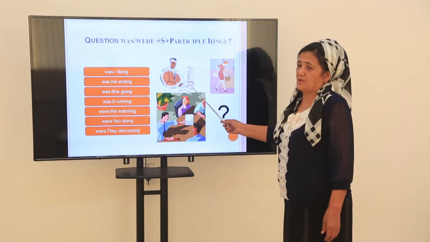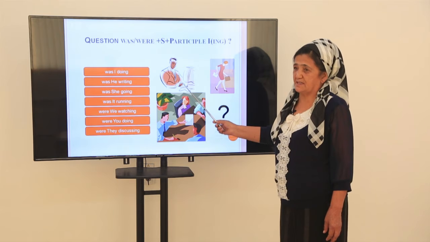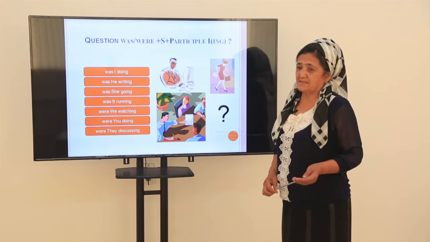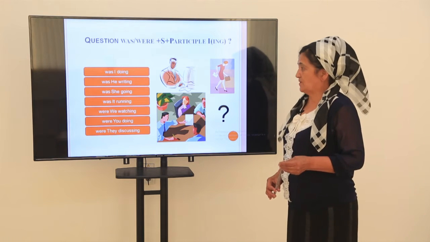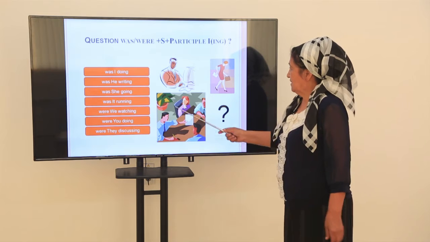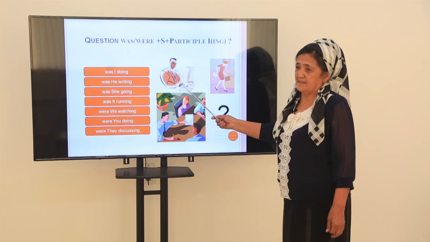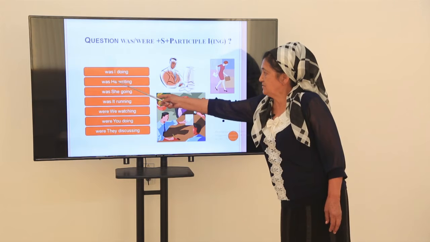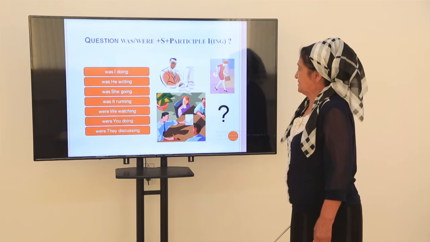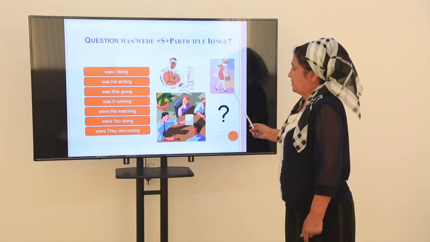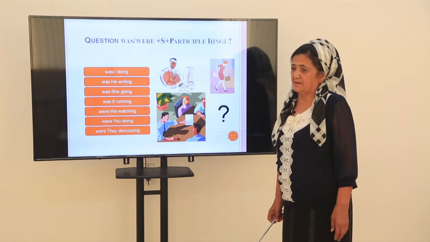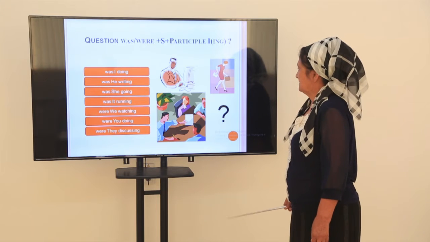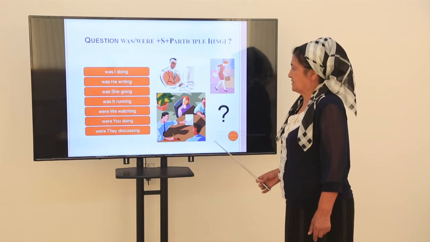Was I doing my homework at 5 o'clock yesterday? You may answer in short, yes, I was. No, I wasn't. Was he writing an essay? Before the subject, you see, we put the auxiliary verb. Was she going home at 5 o'clock yesterday? Yes, she was. If it is negation, no, she wasn't.